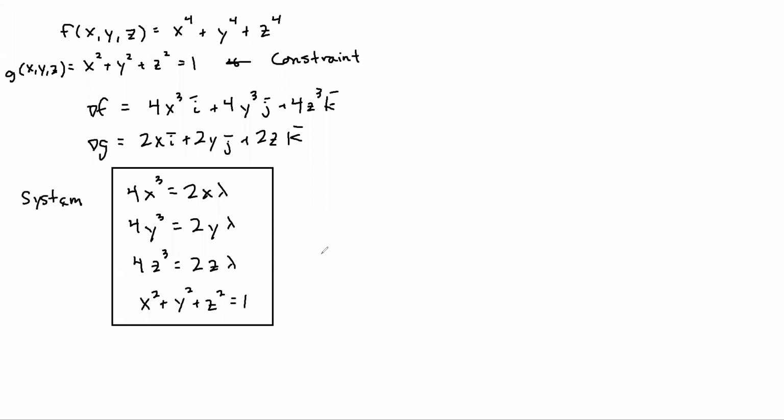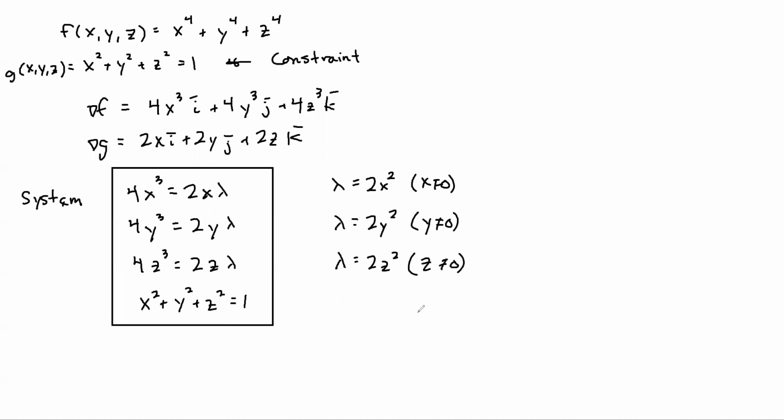All right. So I'm going to use the same technique on this one as I did on the last one. I'm going to solve for lambda in each one of these. We're going to divide both sides by 2x. And so that means that lambda equals 2x squared. This assumes that x is not 0. Lambda equals 2y squared. We're going to make the same assumption here, y is not equal to 0. And lambda equals 2z squared. We're going to assume that z is not equal to 0. Now we're assuming that all three of these variables cannot be 0, so we need to revisit and check whether they could be 0 later on in the problem.